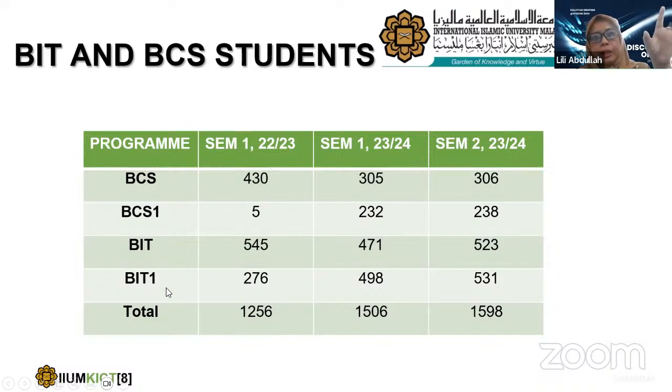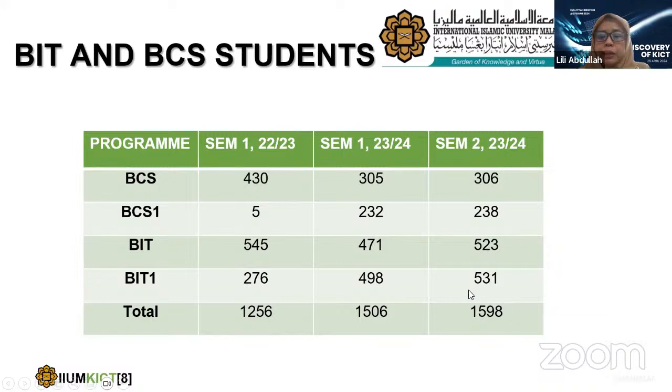But now for CFS, since you're still in engineering and CS together, so you arrive to KICT, by default will be BIT, Bachelor in Information Technology. But later on, Dr. Ami will brief you a little bit about the transitions to BCS if you're interested.